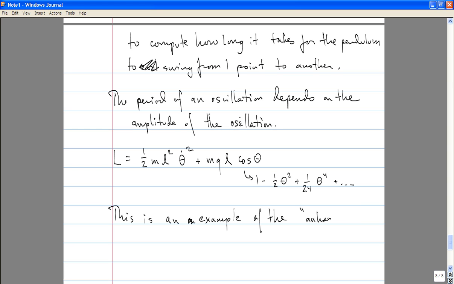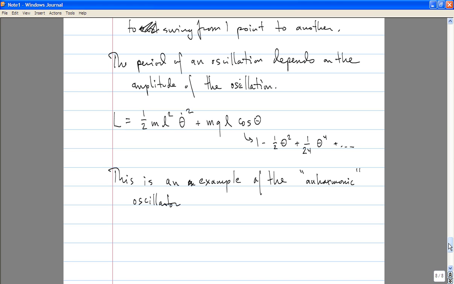So the harmonic oscillator is when we only keep the quadratic terms in the Lagrangian, or the linear terms in the equation of motion. That was when the oscillator was harmonic in the sense that the period was independent of the amplitude. And the anharmonic oscillator describes what happens when we have a more complicated system.